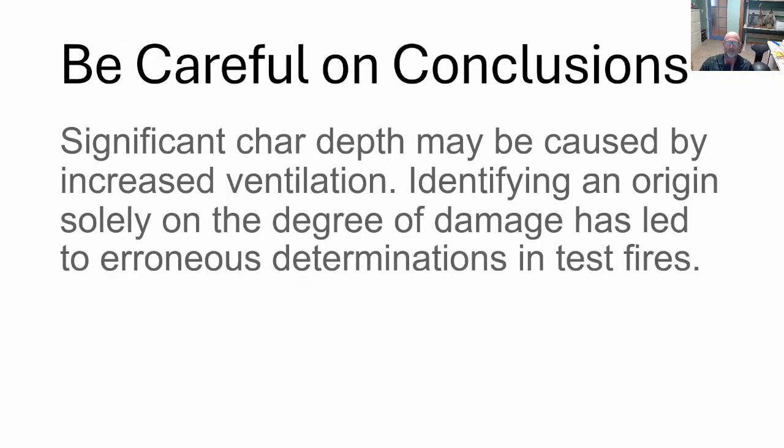So keep in mind, char irregularities can come from several different effects. You have moisture content, ventilation, furnishings and fixtures. A fixture could easily block radiant heat flux and consequently shield an area. And during overhaul, when the fire department goes in and removes things, cleans up, and makes sure there are no continuing smoldering fires, they're going to move those kinds of things around. So it's very important that we recognize where things were at the time of the fire. So be careful on conclusions.